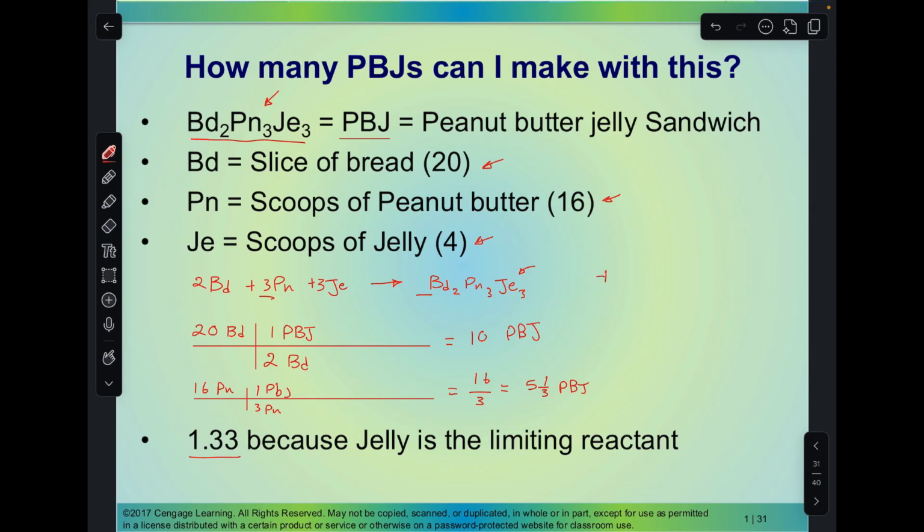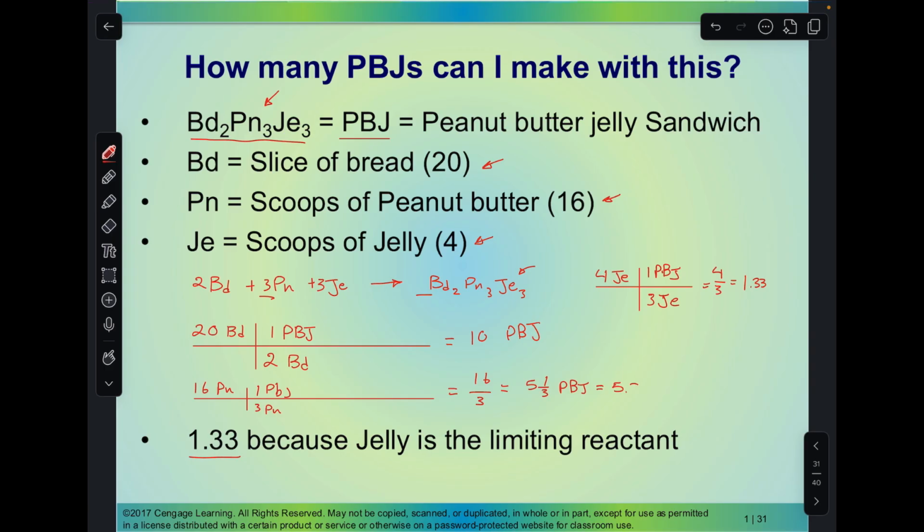So that's going to be 4 JE is what we'll start with. And we'll use the stoichiometry from the equation. There's 3 JE and there is 1 PBJ. And so 4/3 is what you're going to get out of this. You're going to get 4/3. You're going to get 1.33. And I'll even make this equivalent as well.